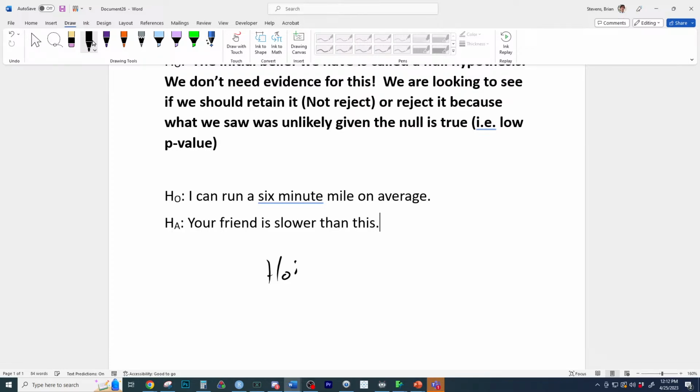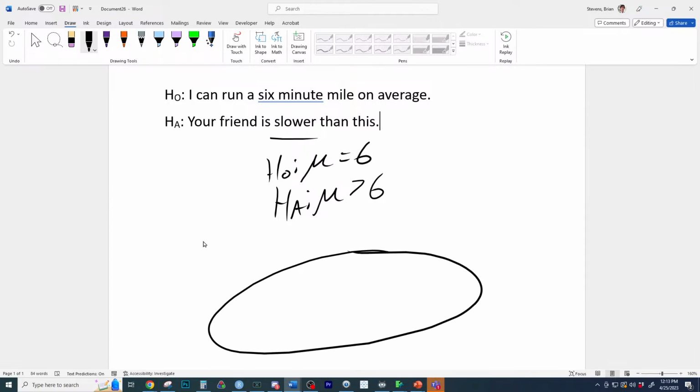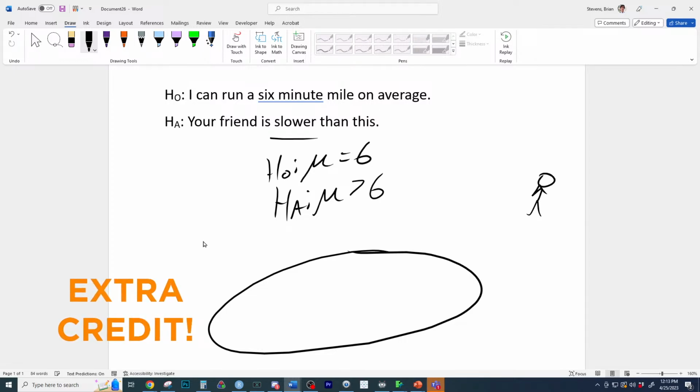The null hypothesis is your friend's average mile time is equal to 6 minutes. The alternative hypothesis is that your friend's average mile time, because it's quantitative, is greater than 6 minutes. Now, slower means they take more time than 6 minutes on average. So that's how we would write it out if we were doing the notation. And this is what you would see. You'd go to the track, and then you'd watch your friend. Great job right there, Jackson. Good practice. And so you'd watch your friend go out to the track on, let's say, 2 weeks.